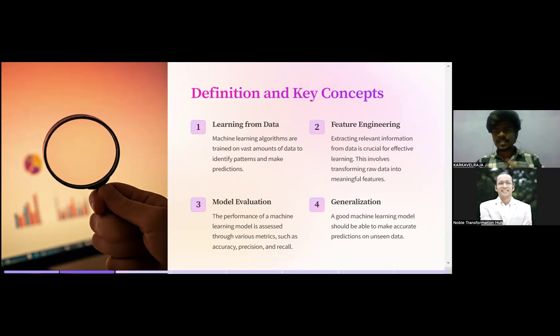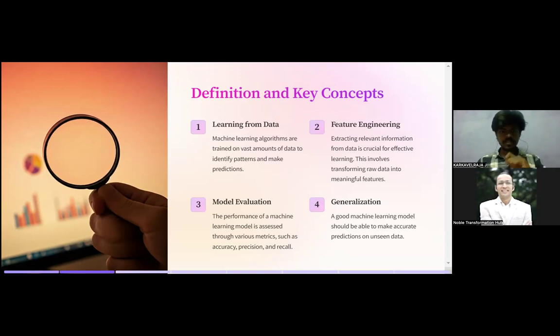Then feature engineering. I think we are going to explain it 10 plus times. Feature engineering, extracting relevant information from data, is crucial for effective learning. It involves transforming raw data into meaningful features. You guys already know, right? Feature engineering means adding new features, new columns, based on the older columns or features we have, in order to get the most relevant data to predict the target value.